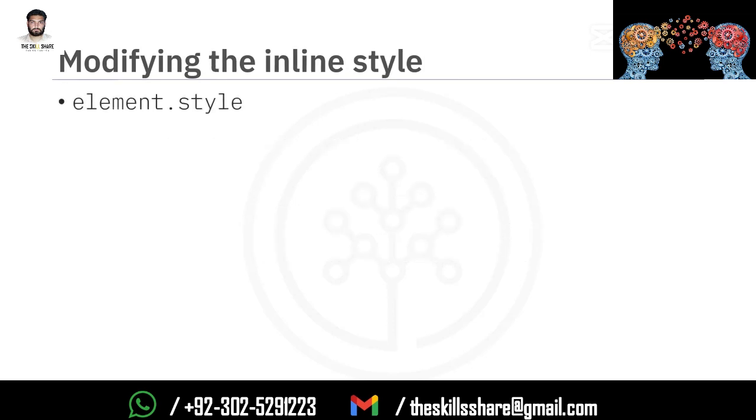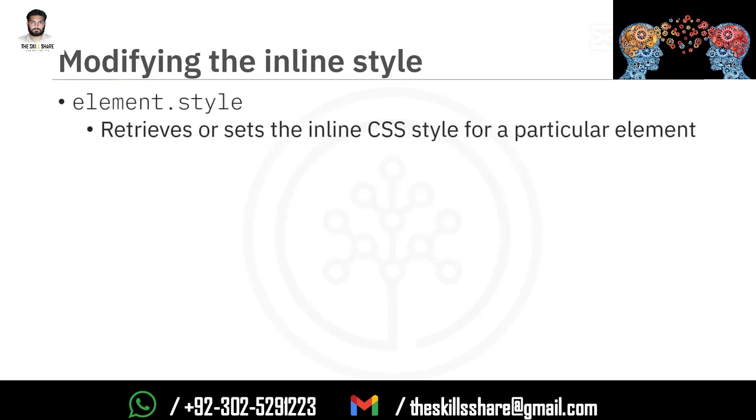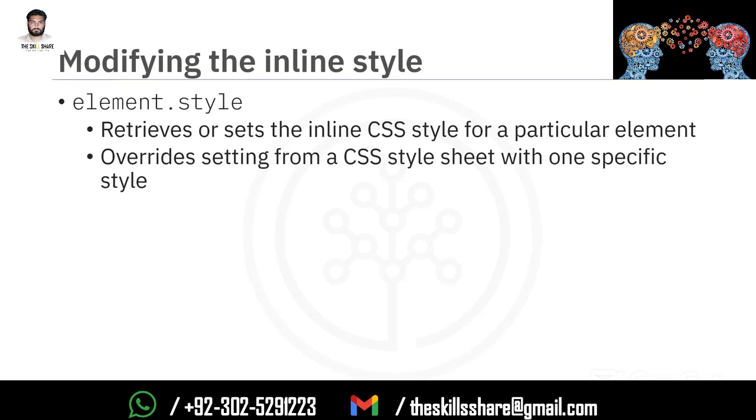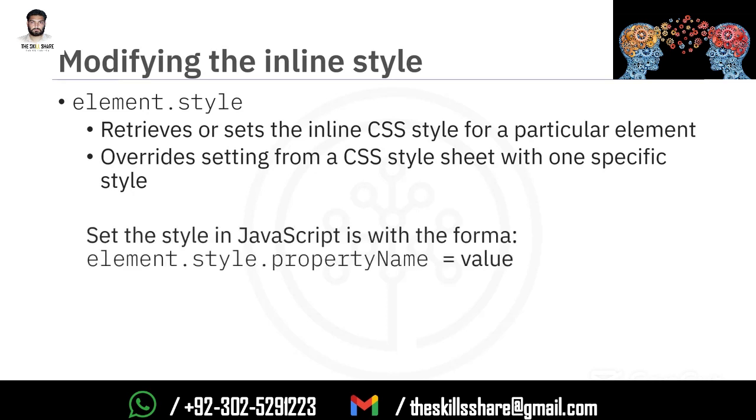You can use the element.style method to retrieve or set the inline CSS style for a particular element. If you use element.style to set the style of an element, it overrides any setting from a CSS style sheet with one specific style. The way to set the style in JavaScript is with the format element.style.propertyname equals value.